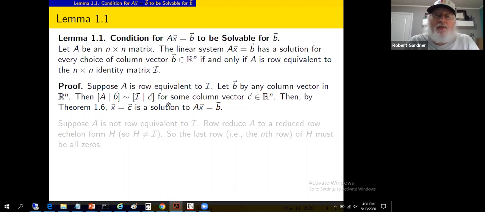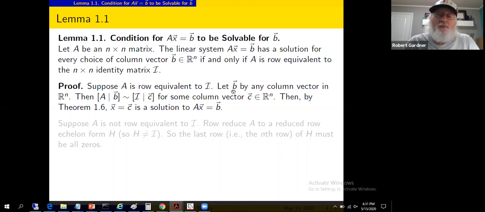In fact, it has a unique solution. I can tell you what it is. It's X vector equals a C vector. Theorem 1.6 tells you the solution to this system of equations is the same as the solution to the original system of equations because of the row equivalence stuff. You got X equals C as a solution here. It's also a solution to this system of equations.